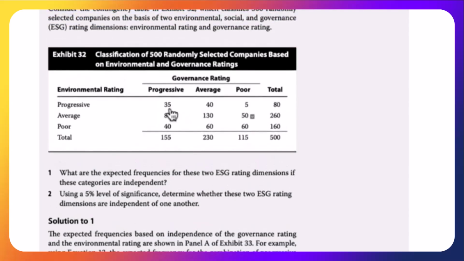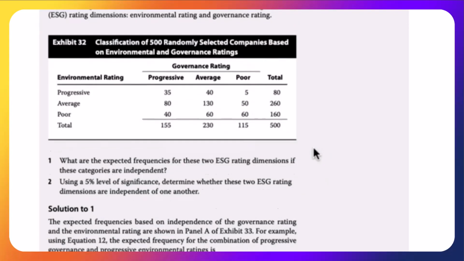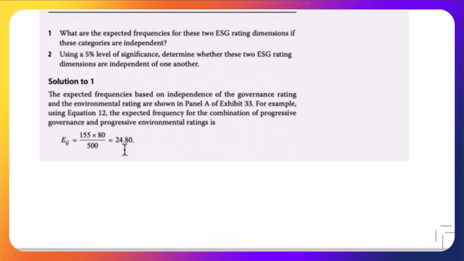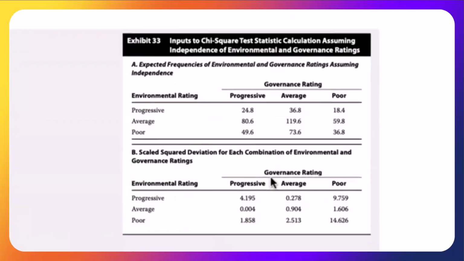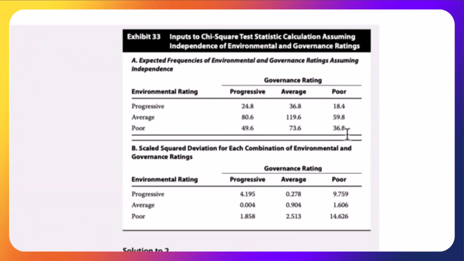And how we get that, if we look at the first cell, progressive and progressive, we take 80 multiplied by 155 divided by the 500, and that will give us an expected value. For average and progressive, we see 80, but we would take 260 multiplied by 155 divided by the 500, and that will give us an expected value. So we can see that they've done this one for the first cell, 24.8. If we scroll down to Exhibit 33, there are all the expected values for each cell.